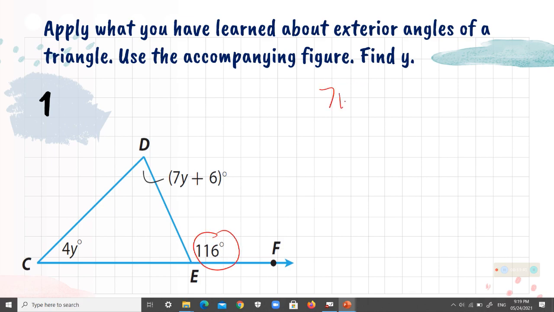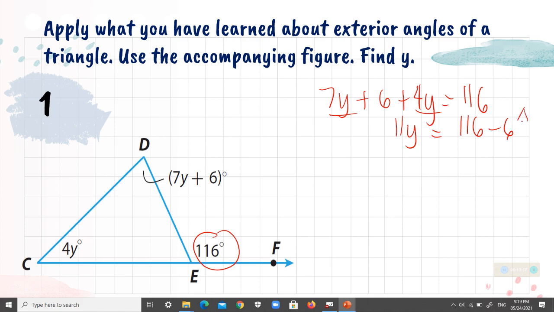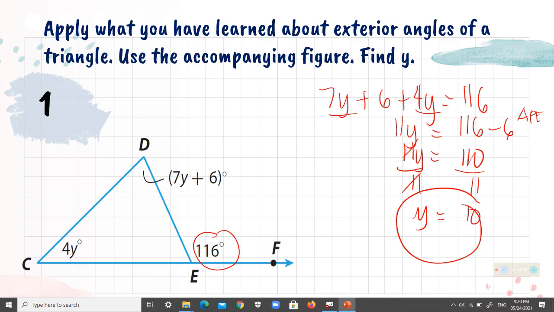That's correct. We have here 7y plus 6 plus 4y equals 116. And then combine these two. So you will obtain 11y equals 116 minus 6. Again, use addition property of equality. Then 11y equals 110. Then divide both sides of the equation by 11 for you to eliminate the coefficient of y here. So you will have y equals 110 divided by 11 is equal to 10. Okay, so there we have it. The value of our y is 10.